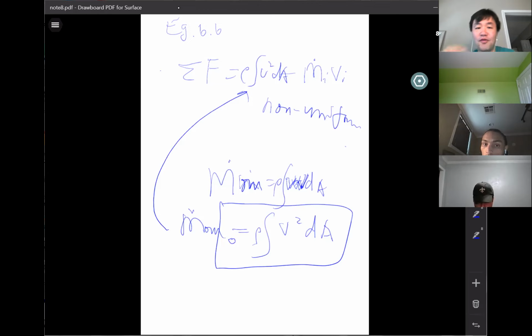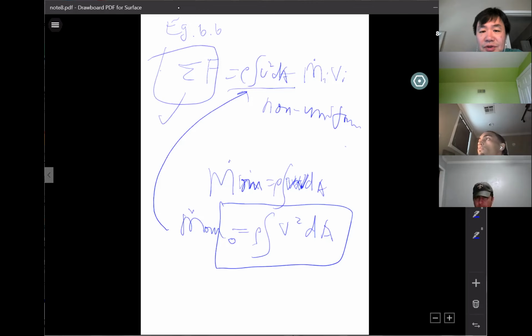For force balance, not much different. Free-body diagram, same thing. But if there's a non-uniform velocity at the inlet or at the outlet, then you need to use this form to represent the momentum in or momentum out. So you have to take some integration. Remember, we did the flow rate calculation. You really need to practice that.